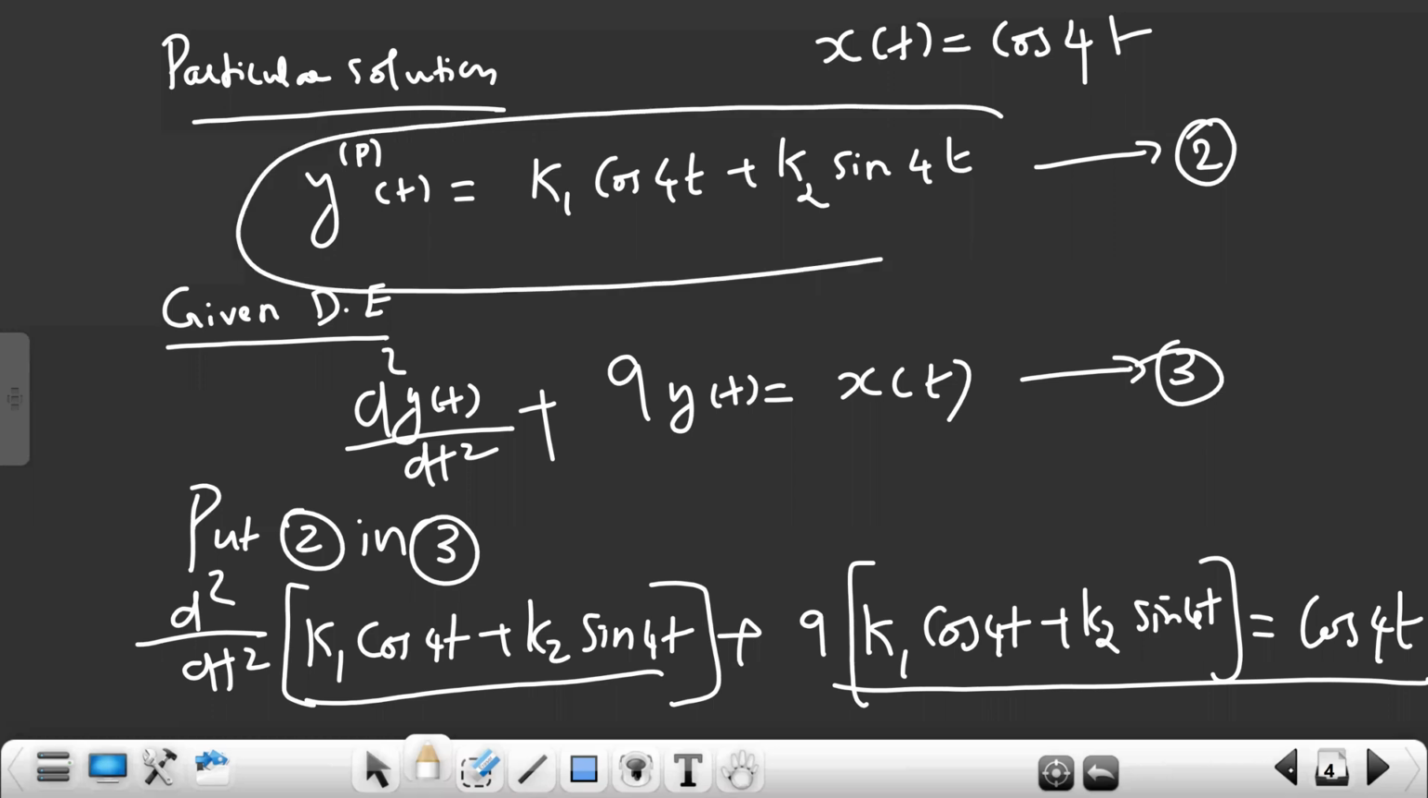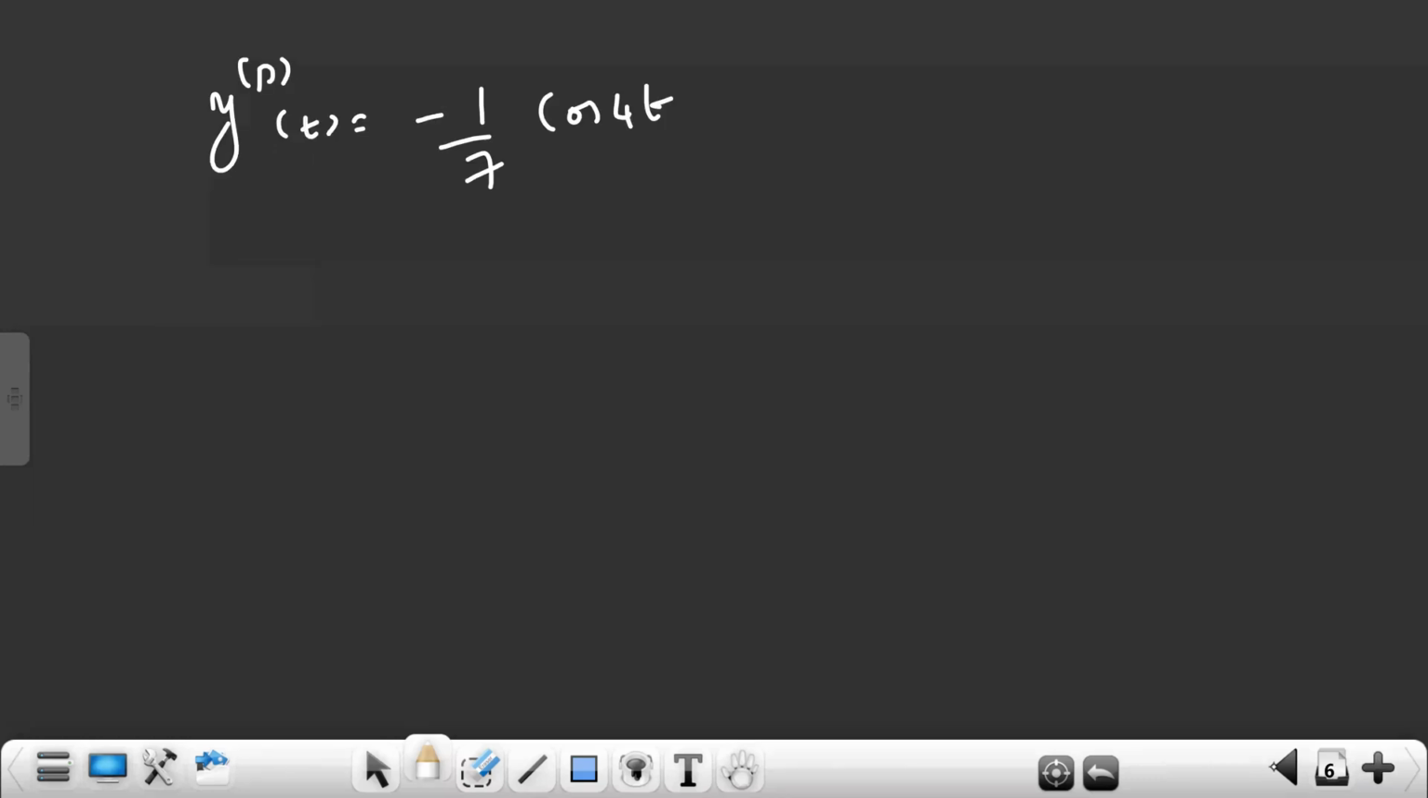K1 cos 4t, sir. K1 is minus 1 by 7. So that we will substitute over here. Cos 4t, minus 1 by 7 cos 4t plus 0. Next term will become 0 because K2 equal to 0. So Yp of t is equal to minus 1 by 7 cos 4t. This is your particular solution. So I will put this as equation number 4.